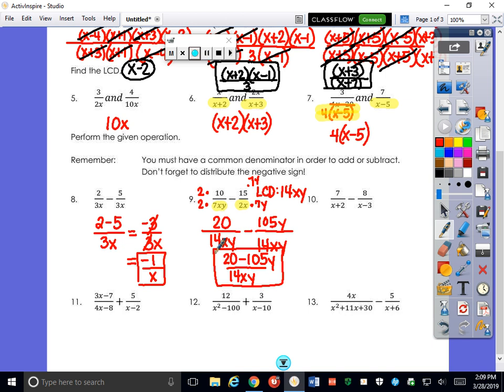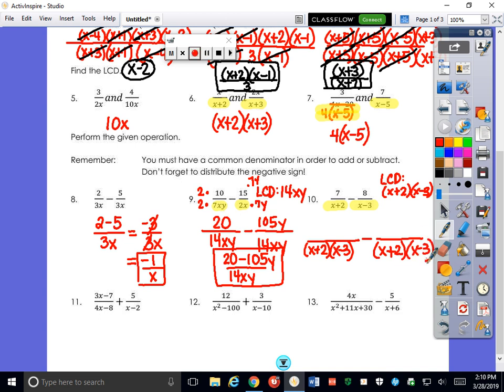Alright, number 10. My LCD has to be one of each of those denominators, so I definitely need an x plus 2, but I will also need an x minus 3. So my LCD is both of those, which means I'm going to try to make the first denominator become my LCD, and I'm going to try to make the second denominator become my LCD.